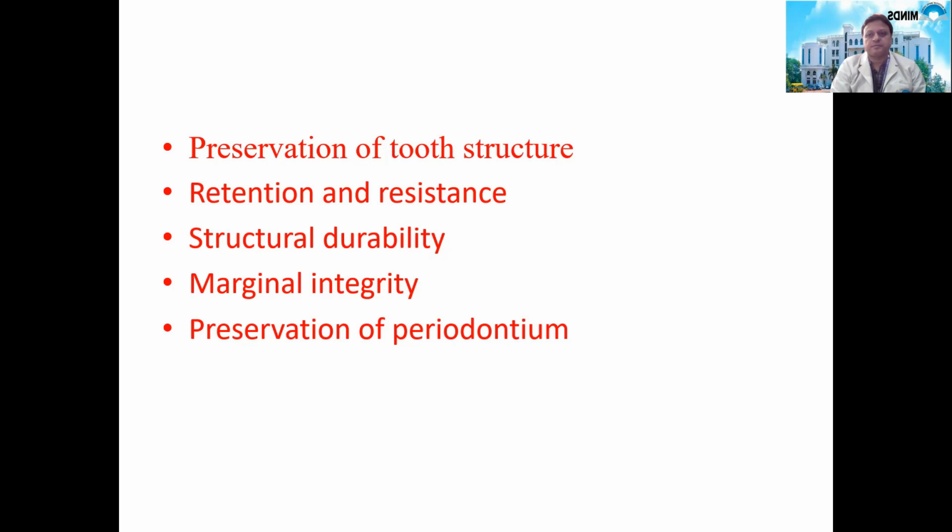So basically the principles are divided into 5: preservation of tooth structure, retention and resistance form, structural durability, marginal integrity, and preservation of periodontium. It is under these 5 topics that we are going to cover the principles of tooth preparation.